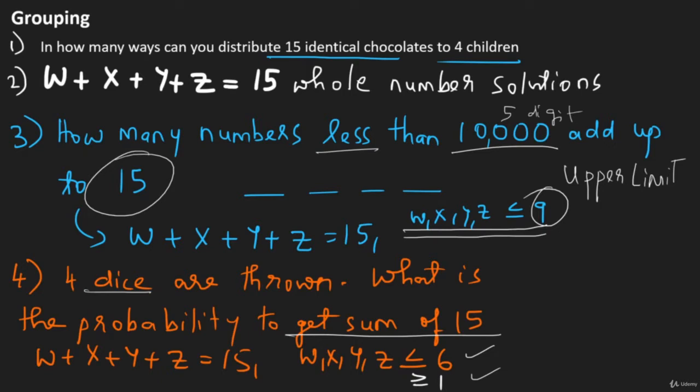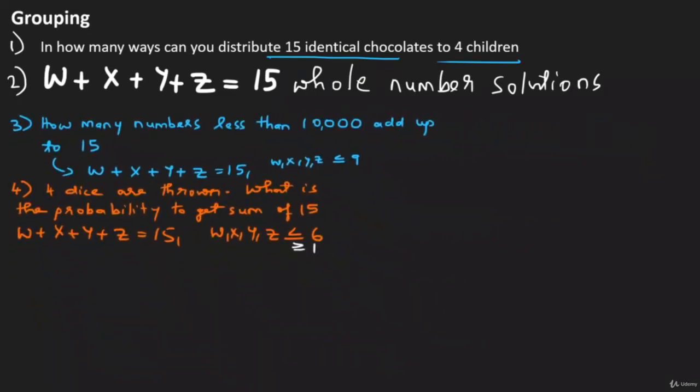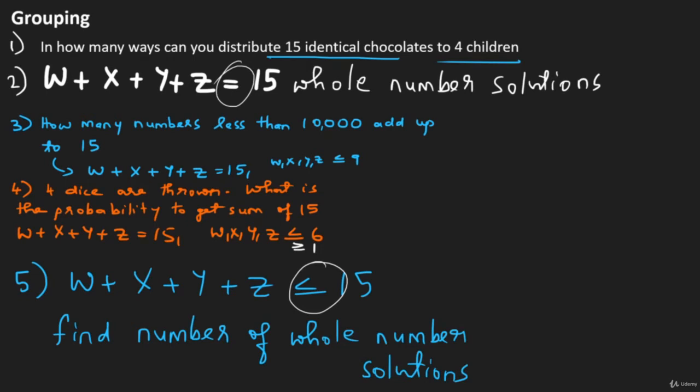Alright, let's see a few more question types which are similar to this question which we have discussed. Say I have a question that says w plus x plus y plus z less than or equal to 15, right? Over here we had equal to, over here you are getting less than or equal to 15. Over here also it's a similar question, and we are asked to find the whole number solutions. We'll see that also in a future video.